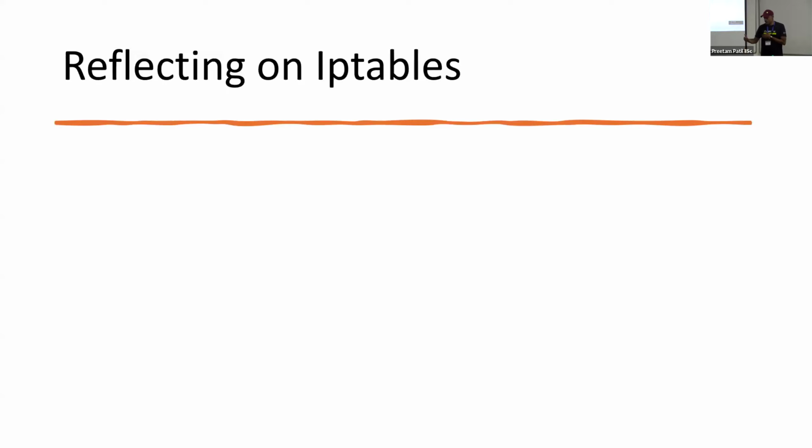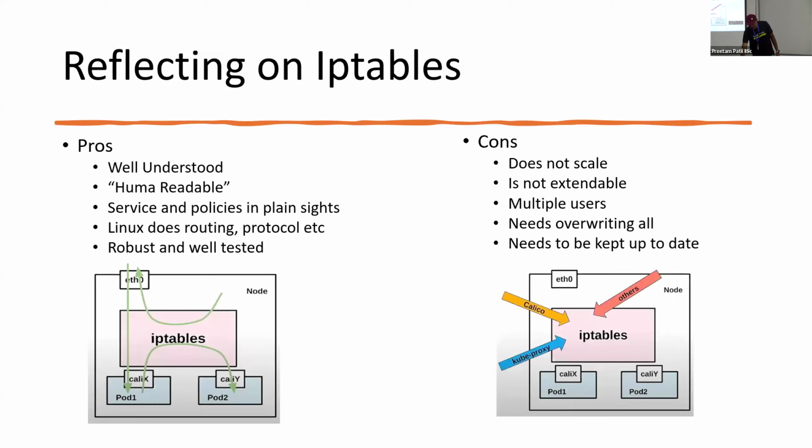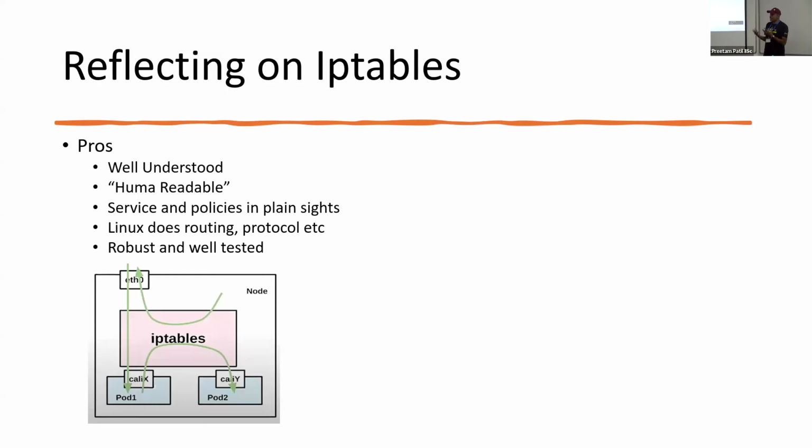So before we go into eBPF, let's reflect upon iptables itself, right? iptables has been there for so long, so why do you need another data plane, right? So what are the advantages of iptables? It's well understood. That basically means if I do an iptables listing, it's readable. We know exactly what it's doing, and what services it's providing.